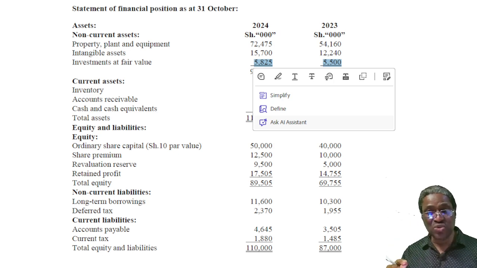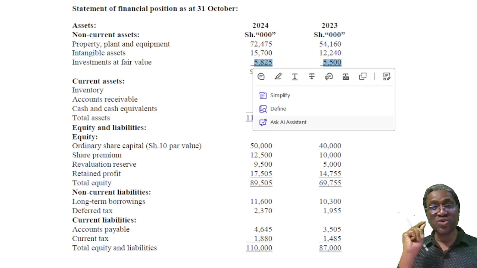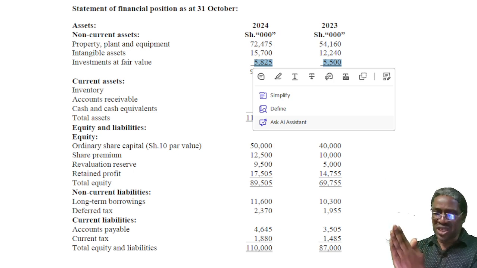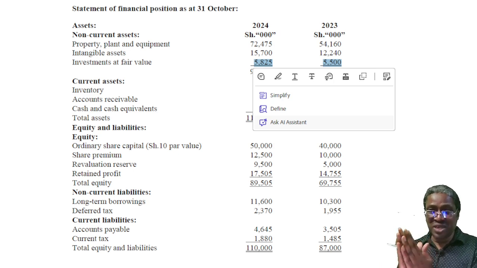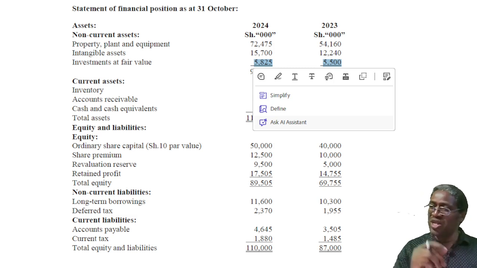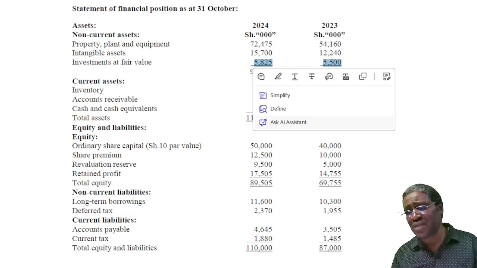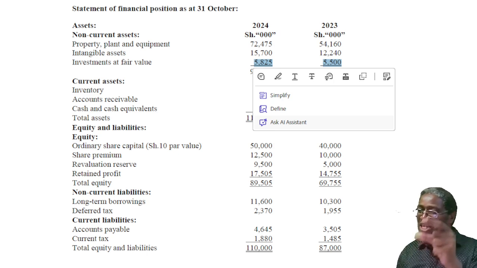The examiner has told you neither purchase nor disposal of investments occurred during the year. So it tells you the only difference was the remeasurement. If they remeasured the investment at fair value, these are financial instruments, it was measured at the beginning of the year at 5.5. Come the end of the year, it was remeasured at 5.8. So there was a gain on revaluation of the difference. 5.825 minus 5.5, that looks like 325. So that was the gain on revaluation.